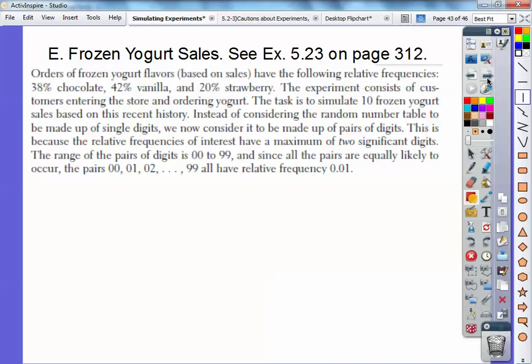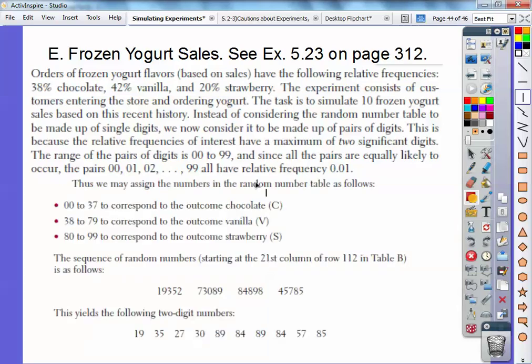Okay, 10. So instead of considering the random number table to be made of single digits, we're now going to consider pairs of digits. The only reason is because that's a 38, not a nice round 30, and that's a 42, not a 40. So we're going to do pairs of digits, because the relative frequencies have a maximum of 2 digits. So what I'm going to do is 00 to 37. That's going to be my 38% for chocolate. And then 38 to 79 is going to be for my vanilla.